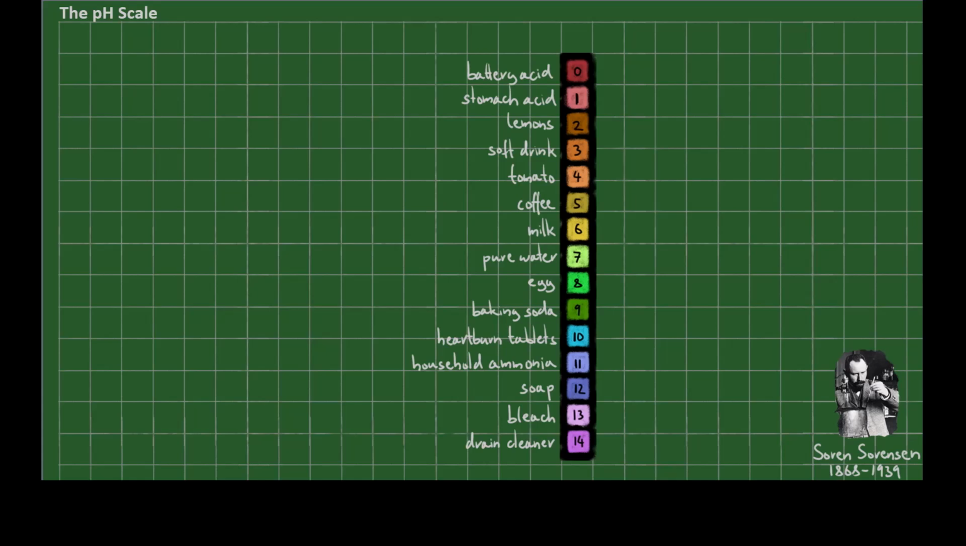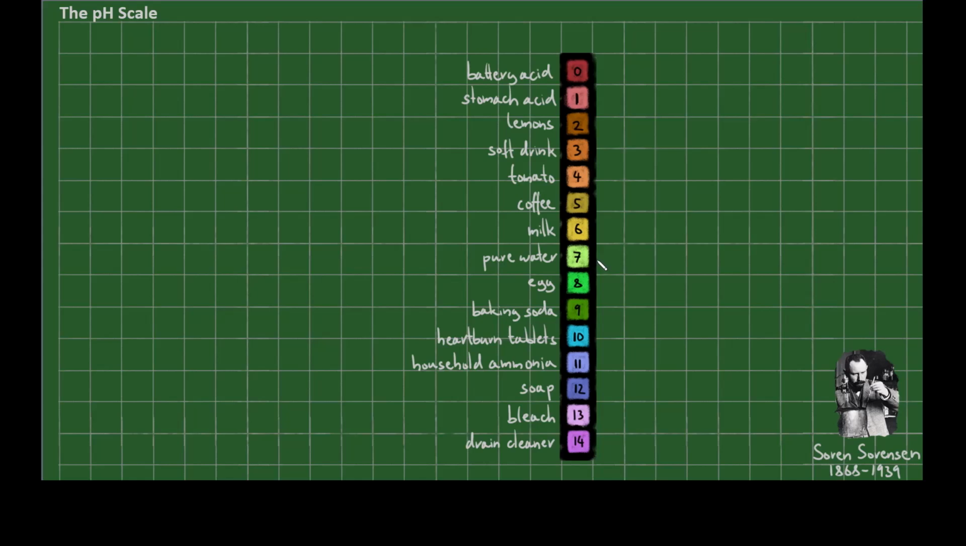At this stage you might be thinking, well, that was an interesting story, but what does the scale represent? In short, the scale goes from 0 to 14, where 7 represents a neutral solution. A pH less than 7 indicates an acid, whereas a pH greater than 7 indicates a base.